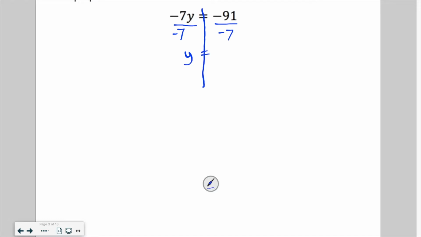which would equal, get my calculator out, negative 91 divided by negative 7 is 13. So y would equal 13.